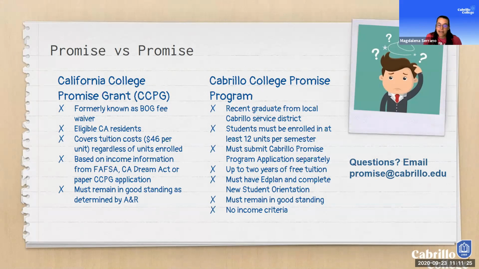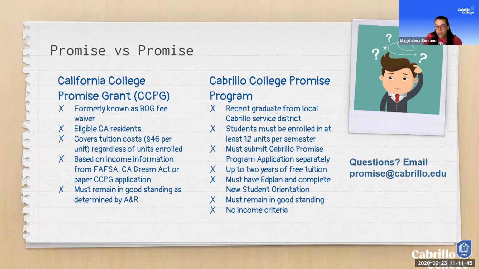So it basically covers your tuition costs, the $46 per unit. It is based off of your income information, and you do need to be a California resident. So that's the CCPG. The other program we have is the Cabrillo College Promise Program.